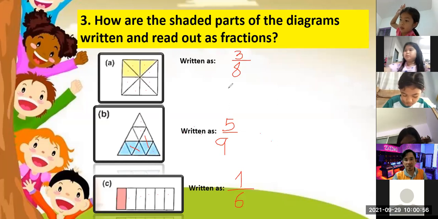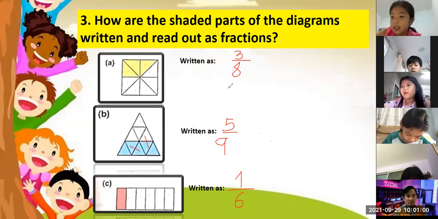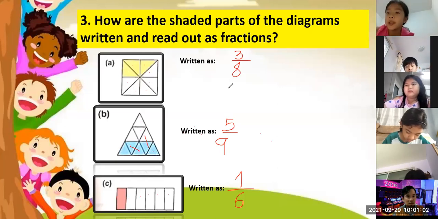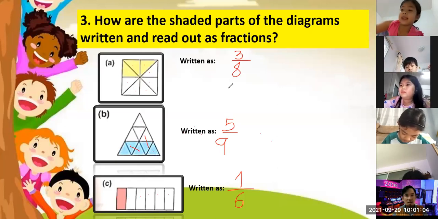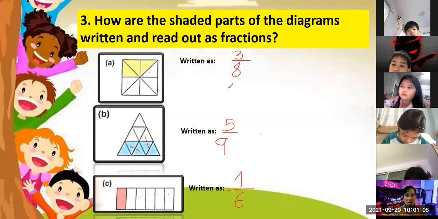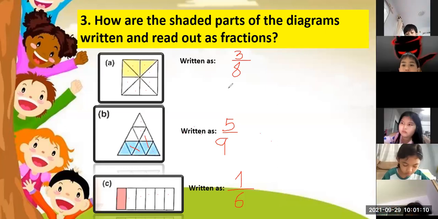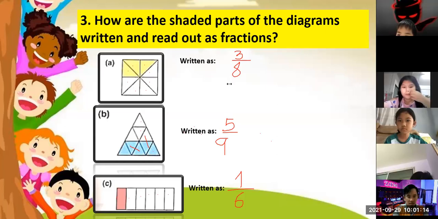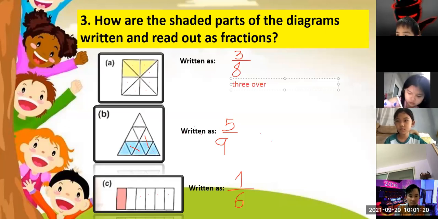Okay, go. Please read letter A. 3/8. Okay, 3/8. Very good. Thank you. 3/8. Now, if we write here 3/8, we just write 3/8. That's it.